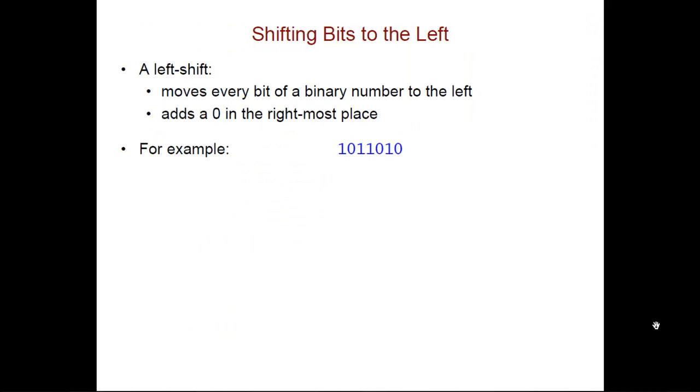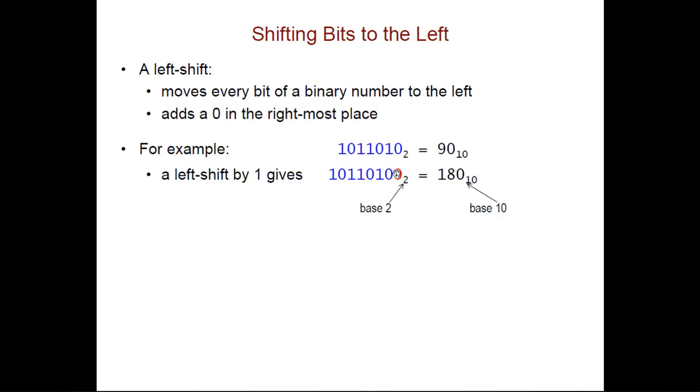It's sometimes useful to shift the bits in a binary number. Shifting to the left is going to move every bit one place to the left, and we're going to end up with a 0 in the rightmost place. So let's say we start with this set of 7 bits, this 7-bit binary number. If we do a left shift, all of those 7 bits slide over, and we get an extra 0 in the rightmost place. Now, if you look at what these are in decimal, so these numbers in base 2 are these numbers in base 10, you can see that we've gone from 90 to 180. And so it turns out when you do a left shift by one place, you double the value of the number.